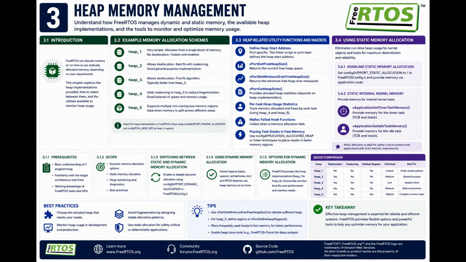FreeRTOS ships with 5 heap management implementations, Heap 1 through Heap 5, each with different trade-offs in speed, fragmentation resistance, and complexity. Heap 1 is the simplest, and it never frees memory. Heap 4 is the most popular general-purpose choice. Heap 5 supports non-contiguous memory regions. This section also covers utility functions for monitoring heap usage and detecting allocation failures. Choosing the right scheme is a fundamental design decision that shapes the reliability of your entire application.